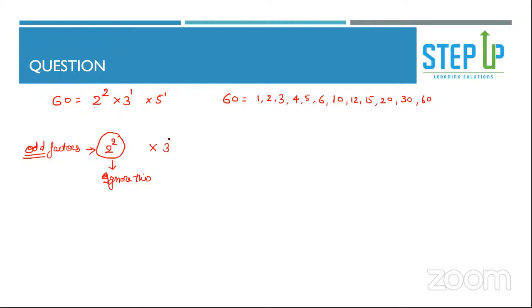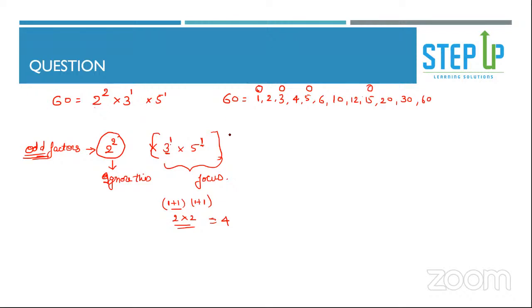So now we're left with what? 3 to the power 1 into 5 to the power 1. So basically, I'll focus only on this part, for odd factors. So 3 to the power 1, it means I'll take 1 plus 1. And again, I'll take 1 plus 1. So this will give me 2 into 2, which is 4. Now let's count how many odd factors we have here. 1 odd factor, 2 odd factors, 3, 4. So you got 4 odd factors.